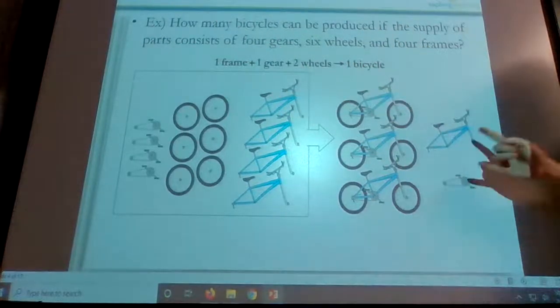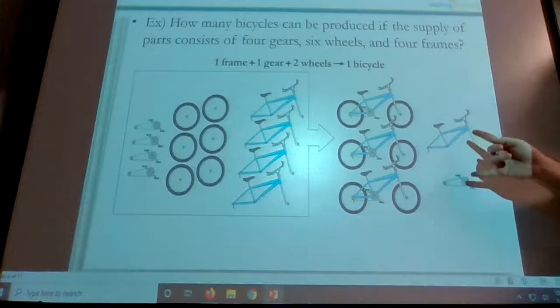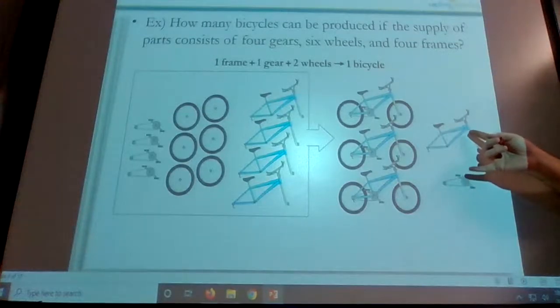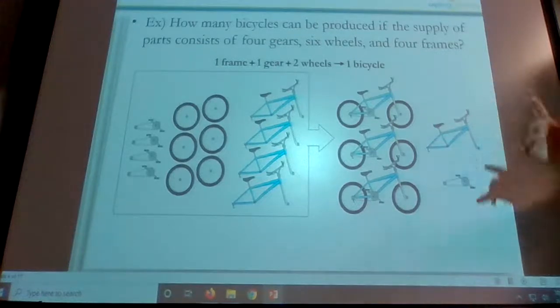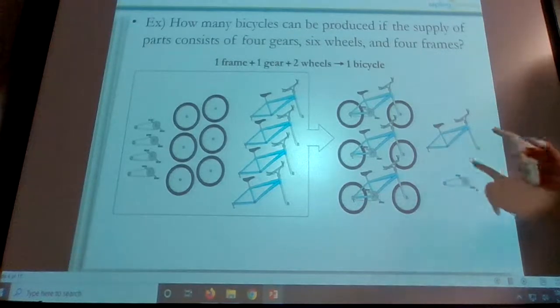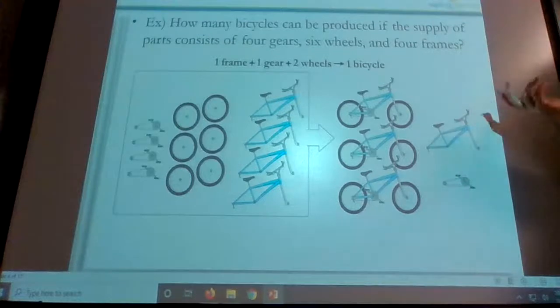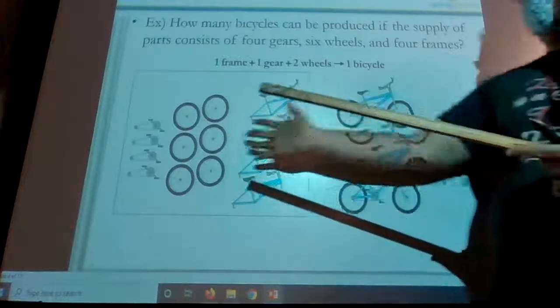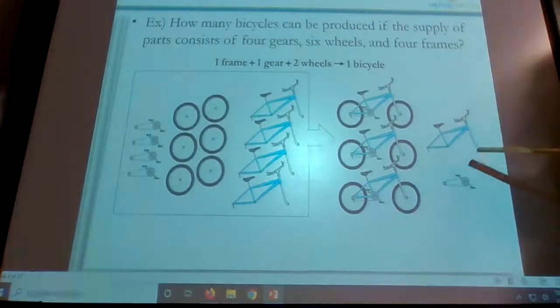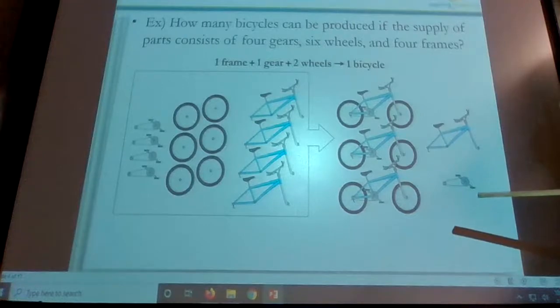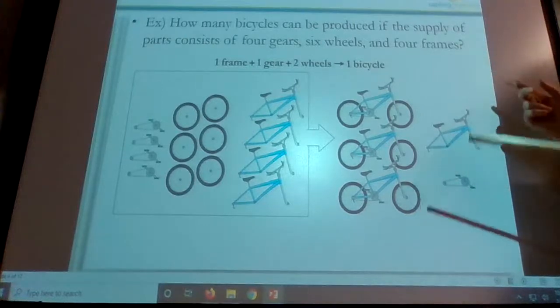Now, these other 2, my frame and my gear, those are going to be called excess reagents. Because if I have excess, I have extra left over, right? So this is going to be my excess reagents. And I could do a little formula. Obviously, we can just see here, but you could write down a mathematical formula to tell you, oh, I will have 1 frame left over, and I will have 1 set of gears left over.